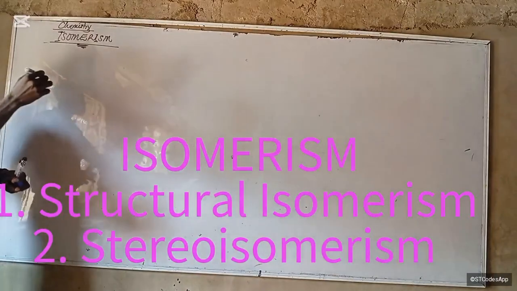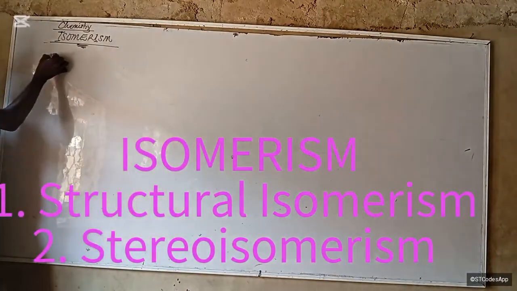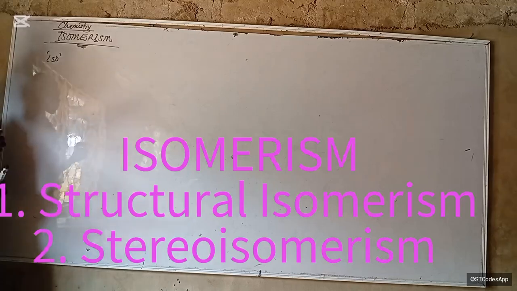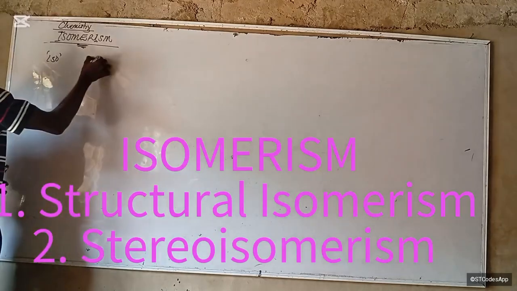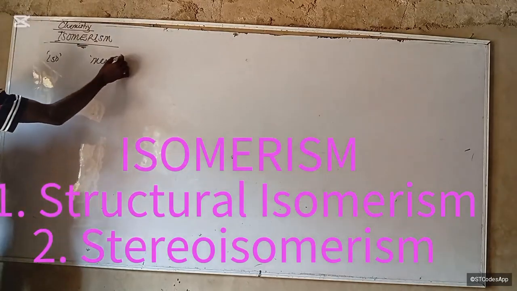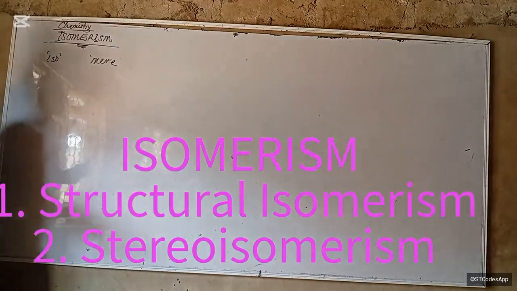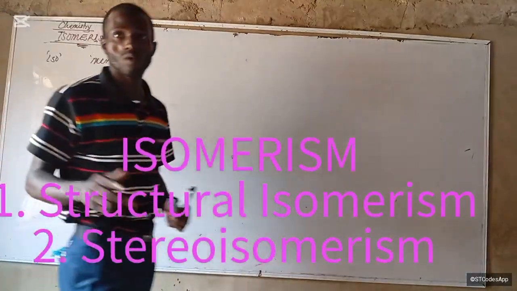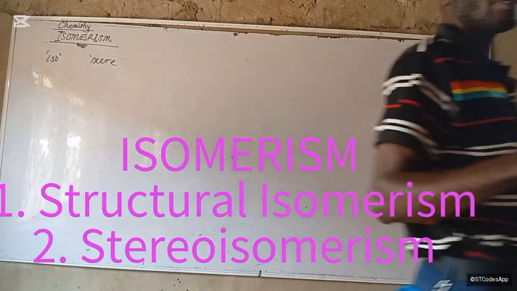Who can tell me? Iso and what? Mer. In fact, maybe it's just M-E-R. Isomerism is gotten from two Greek words, iso and mer.